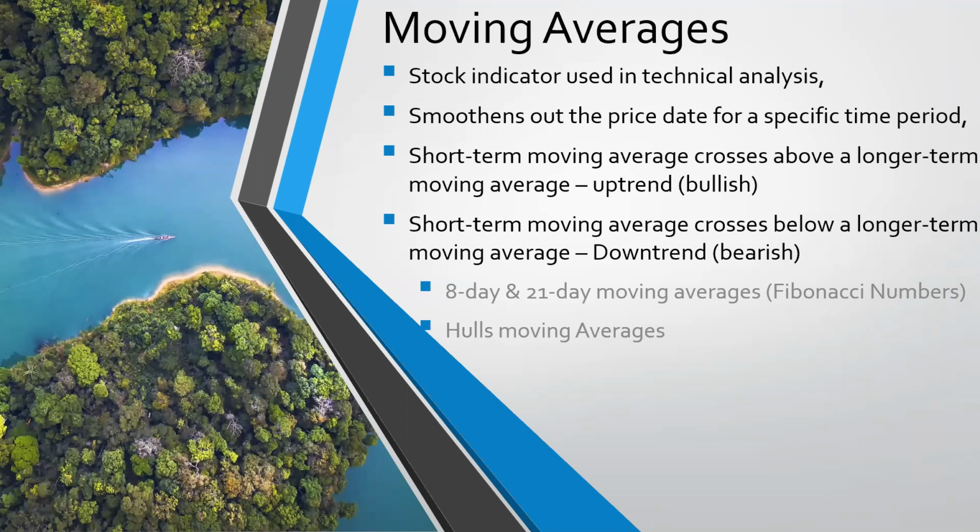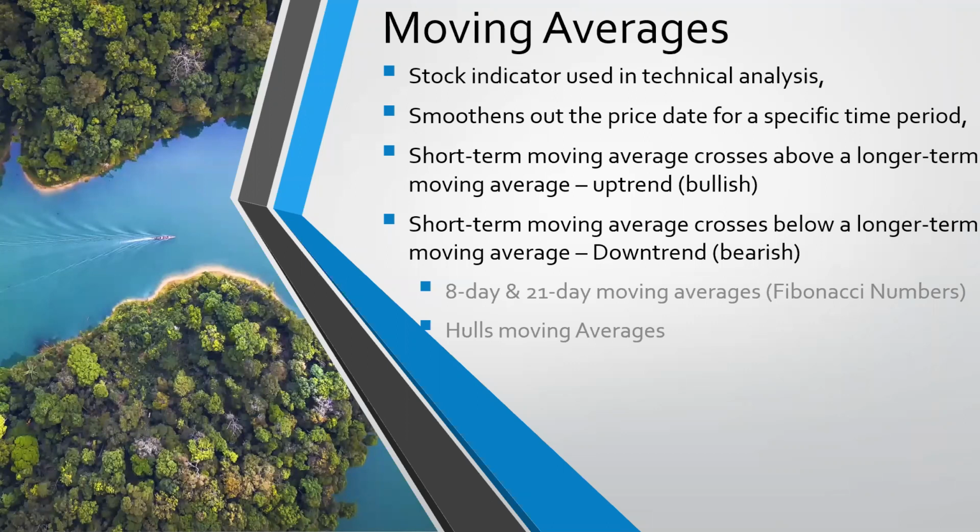If the short-term moving average crosses above a long-term moving average or the price index itself, then it's an uptrend, a bullish trend. And if the short-term moving average crosses below a long-term moving average, then that shows a downtrend, which is similar to a bearish trend. So we can take a look with 8 and 21 day moving averages.